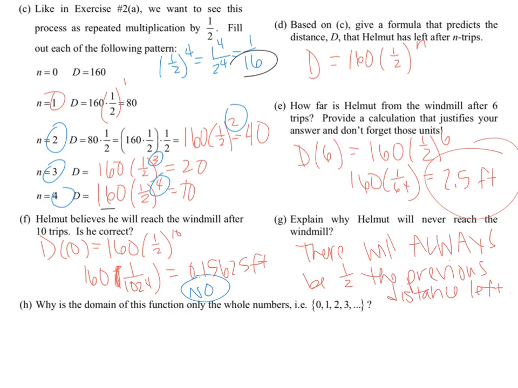So why is the domain of the function only the whole numbers? So whole numbers, remember, have to be numbers starting with 0 and going up from there. Well, the domain is the input, so the numbers that you're putting in for the little numeral n. So Helmut only takes whole trips, right? So that number you're putting in is what trip number? You can't take a half a trip or a fourth of a trip. So he only takes whole trips, so that's why the domain is only whole numbers.